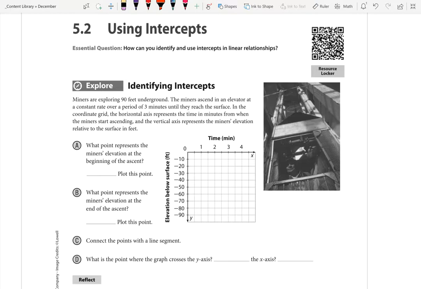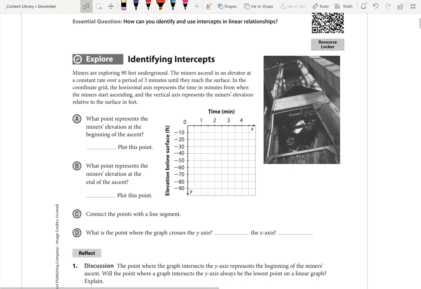So what point represents the miner's elevation at the beginning of the ascent? So remember, the miners are exploring 90 feet underground. So at the beginning, or where they're exploring, they're 90 feet below the ground. So plot this point at the beginning. All right, so it was at negative 90, essentially.